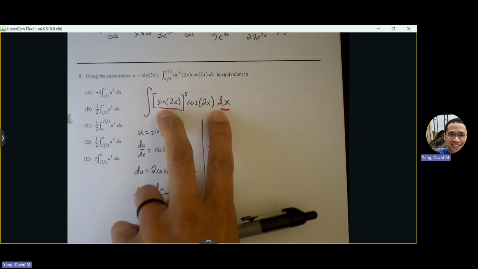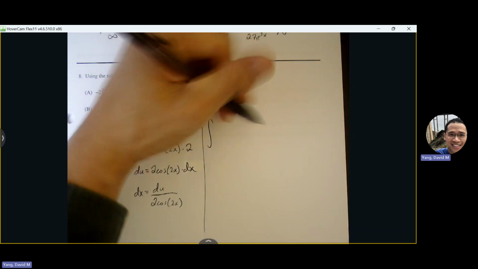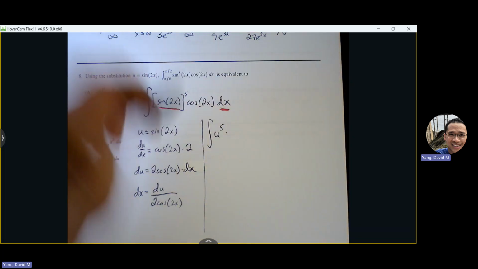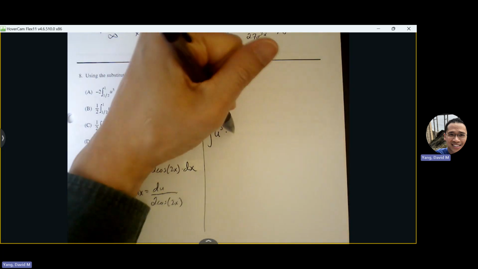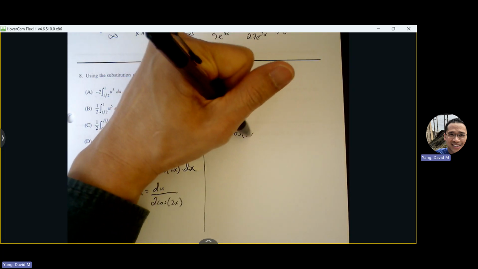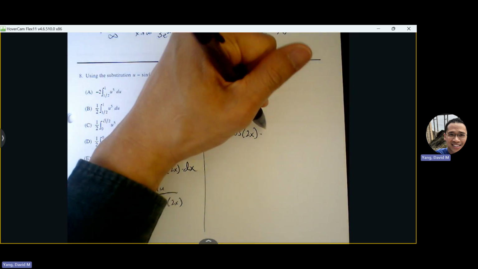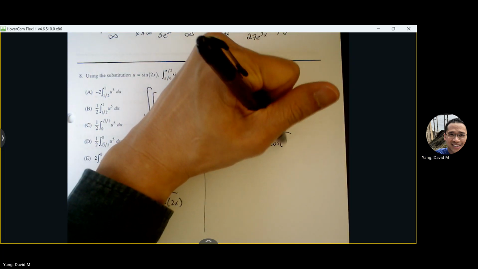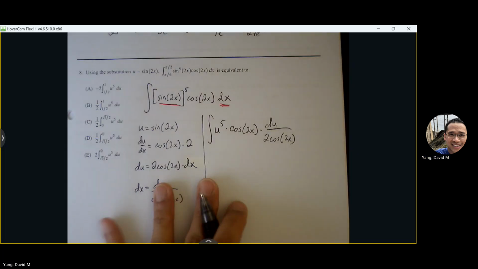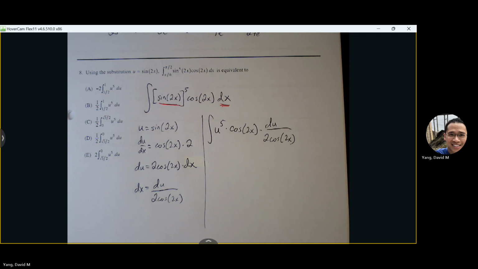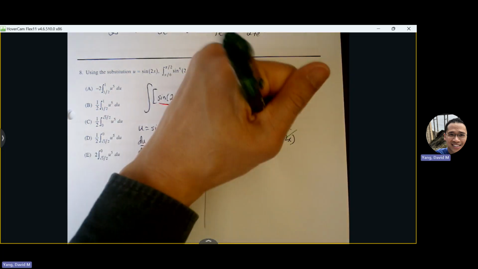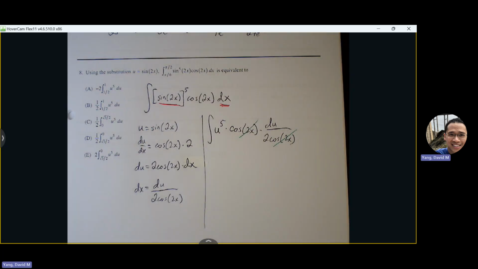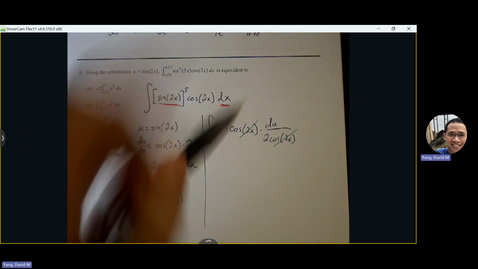I replace my underlined bracket with terms of u, so u to the fifth. I still haven't resolved the cosine 2x, but we should be able to get them to pair up nicely when we replace our dx in terms of du. Cancel, cancel. There's a 2 left over, but notice the 2's in the denominator. We can push it out as a 1/2.